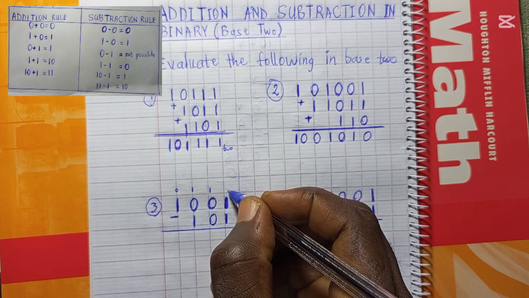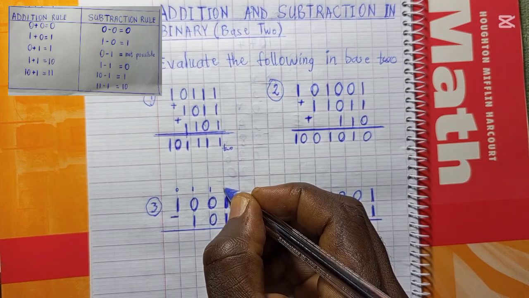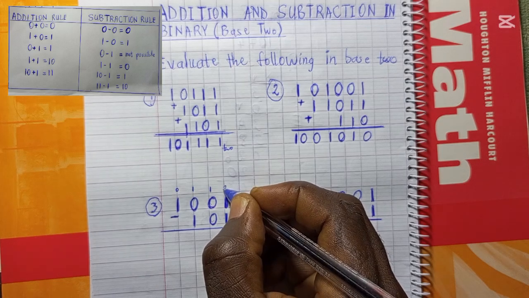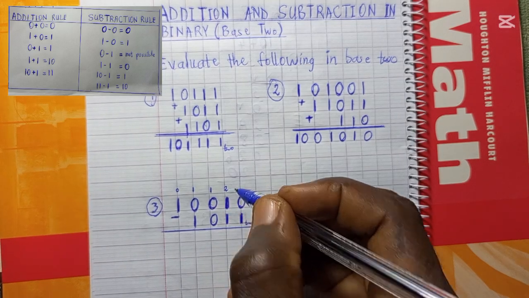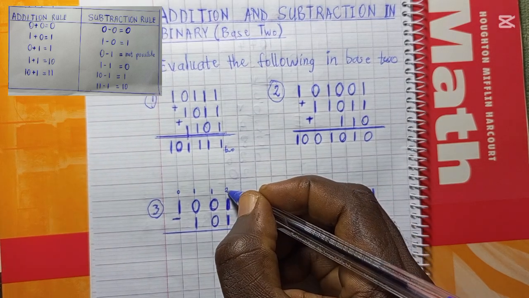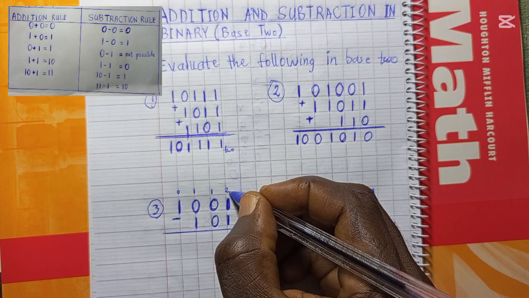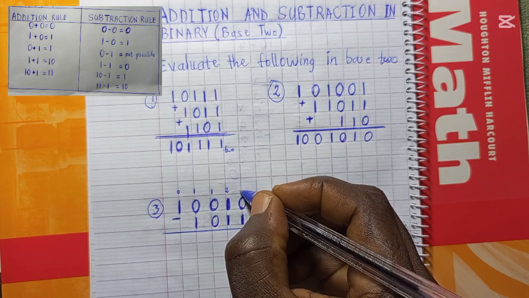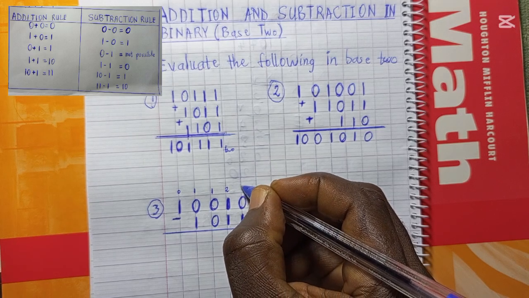From the 3, I'll remove 1. So here will remain 2. And then the one I remove from the 3, I'm bringing it down to this side. That one is 2.